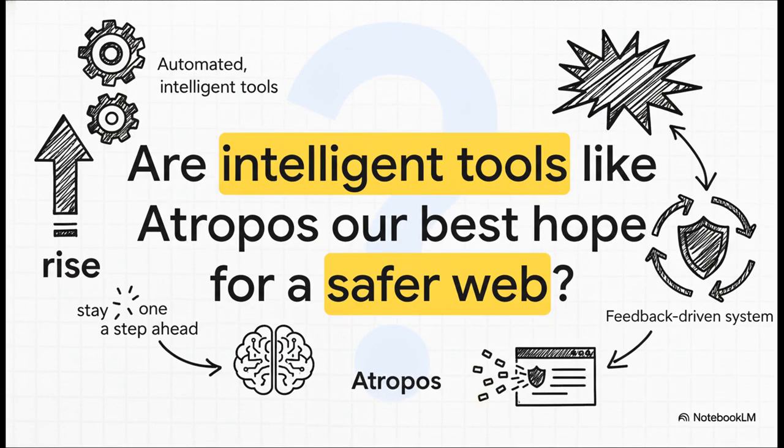And that leaves us with one last question to chew on. We're seeing these kinds of intelligent, automated tools being developed on both sides of the fight now. As the hackers get smarter and their tools get better, are these AI-driven defenders, systems like Atropos, our only real hope for staying one step ahead and actually building a safer web?